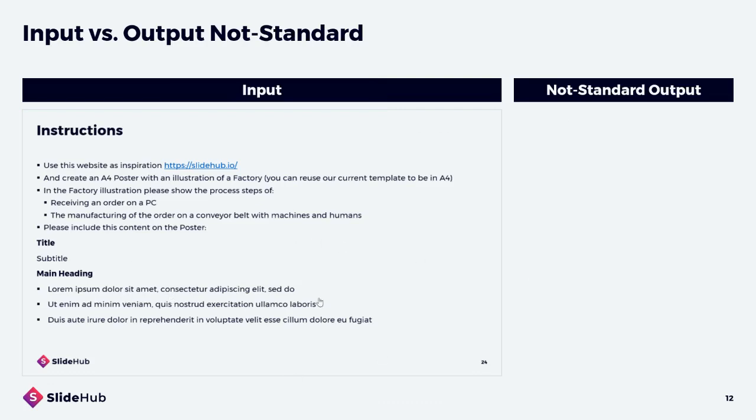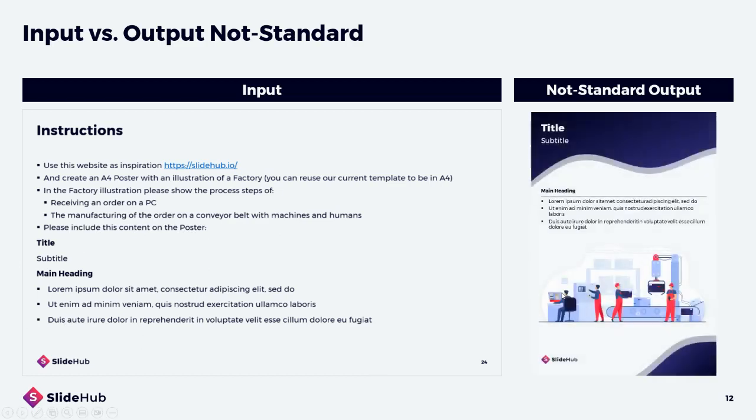So here we can see the instructions for the task. So we have to use the SlideHub website as inspiration. We have to create an A4 poster with an illustration of a factory, and we can reuse the current SlideHub template to be in A4. In the factory illustration, please show the process steps of receiving an order on a computer, the manufacturing of the order on a conveyor belt with machines and humans. And please include this content on the poster. So we can see here, this is a content that needs to be added.